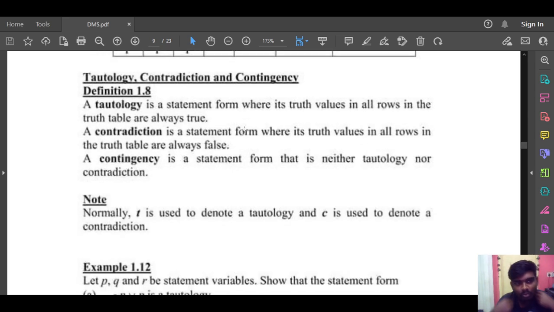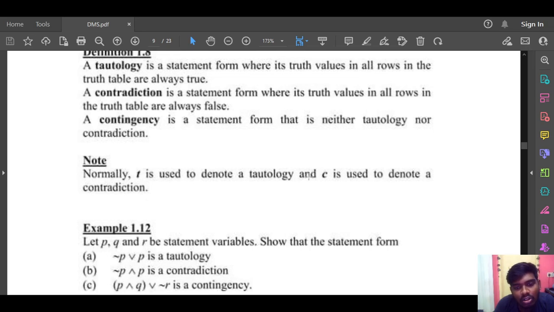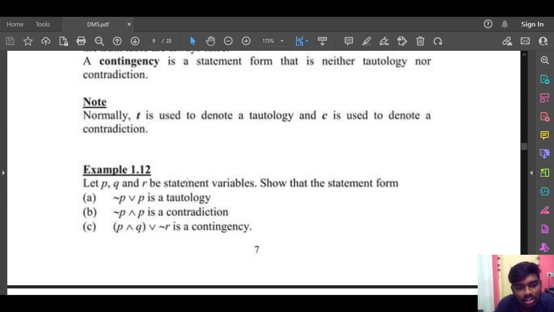And we are going to learn about tautology, contradiction and contingency. Tautology is a statement form whose truth values in all rows of the truth table are always true. Contradiction is a statement form whose truth values in all rows of the truth table are always false. And a contingency is a statement form that is neither a tautology nor a contradiction. Tautology means the truth values in all rows will always be true, and contradiction means the truth values are always false. Note: T is used to denote the tautology and C is used to denote the contradiction.